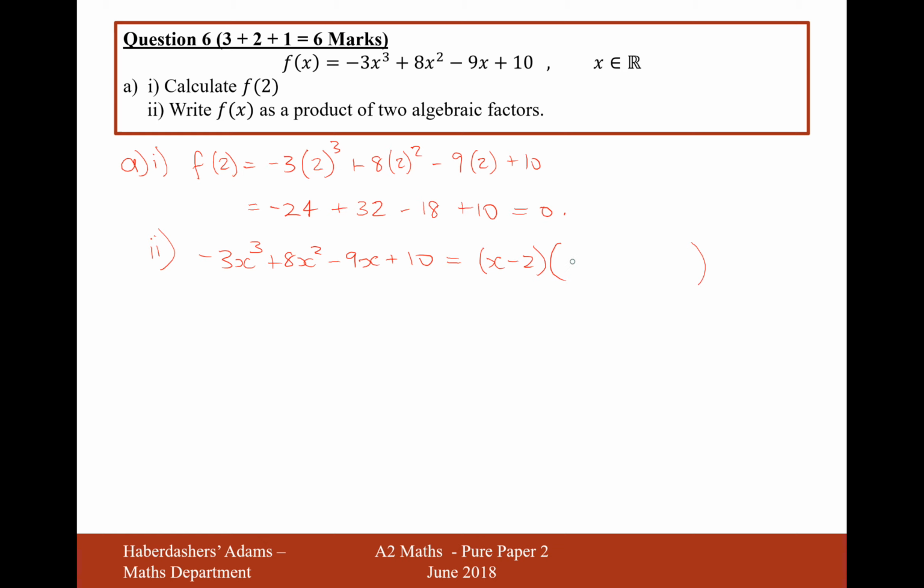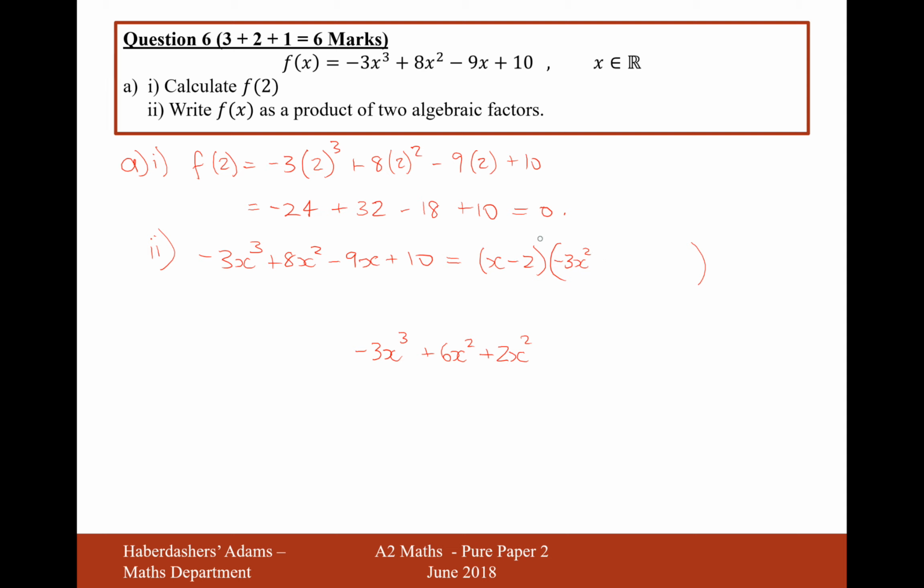Now what I need in the first position is something to multiply x by to give me minus 3x cubed. The basic way of thinking about that is I just need to take off a power, so I've got minus 3x squared, times that by another x, I get minus 3x cubed. So let's keep a running total of what we've got when we expand the brackets. So we've got minus 3x cubed. Then if I expand the brackets with the minus 2, I get plus 6x squared. But I don't want plus 6x squared, I want to have plus 8x squared in total, so I'll need to then add on an extra 2x squared.